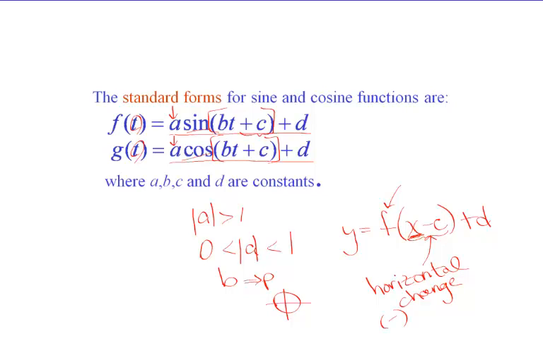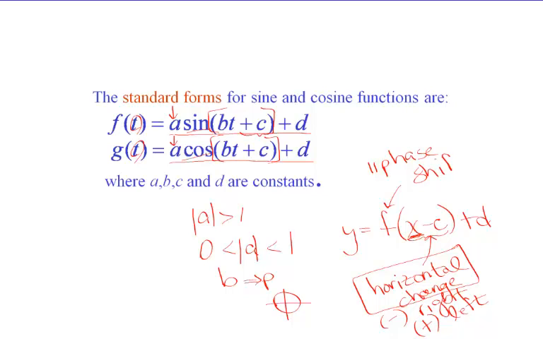Minus is change to the right. Plus is change to the left. We've already discussed why that's true. For trig functions, it's not called horizontal change, it's called phase shift. Any horizontal translation or change on a trig function is called phase shift. So your phase shift is based on what's happening inside your trig function operation.